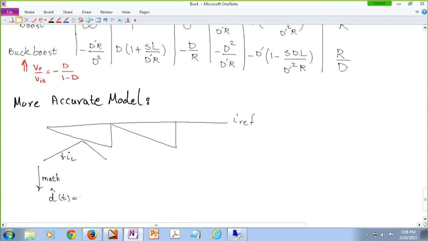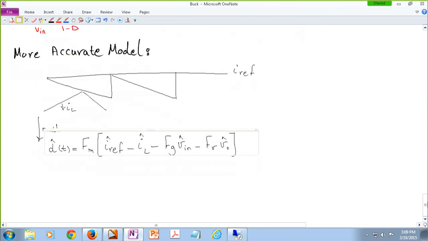Again, D, the duty cycle, appears in our model. D is some gain Fm times Iref perturbed minus IL perturbed, minus some gain times Vin perturbed, minus some other gain times Vout perturbed. This is a more accurate model, and they usually draw it, but before I draw it, let me introduce these gains, Fm and so on.